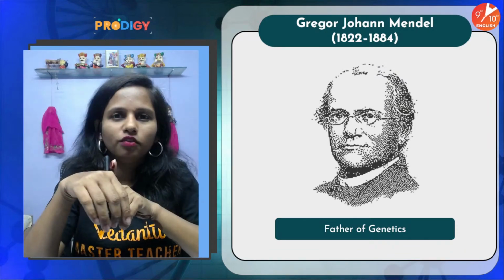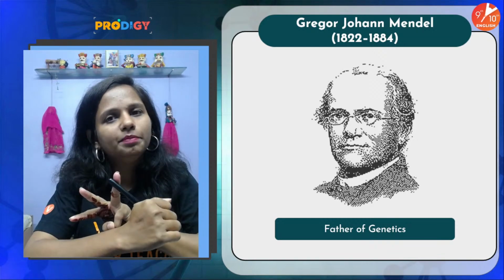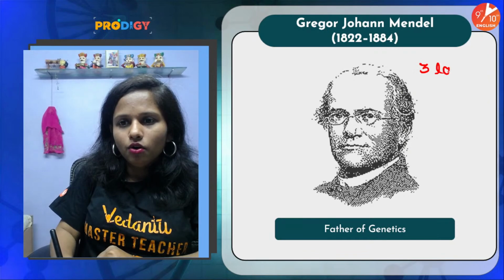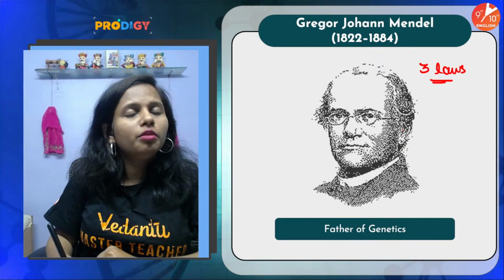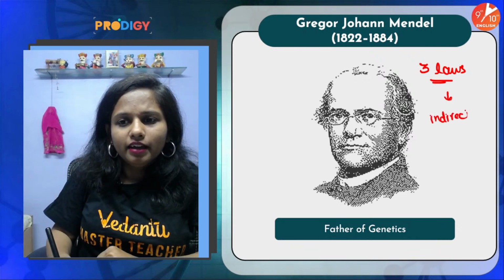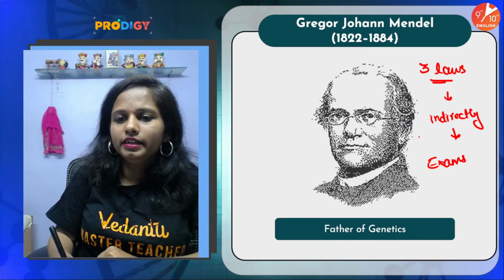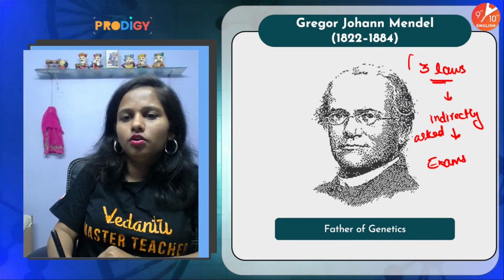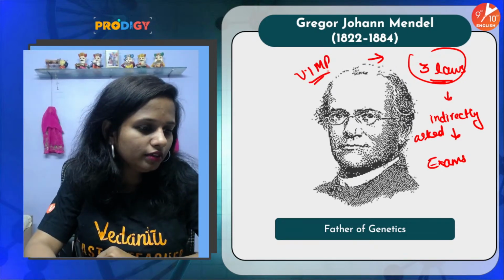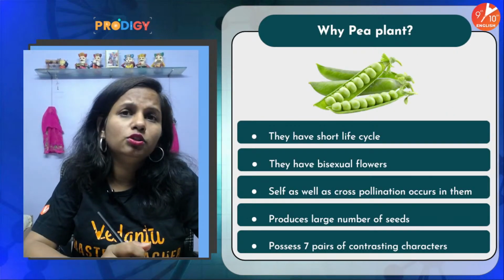Okay, law of dominance, law of segregation of gametes, and law of independent assortment. Now these 3 laws, though they are not mentioned in the textbook, are indirectly asked in your exams. So these 3 laws are very, very important. Then why did Mendel choose the pea plant?